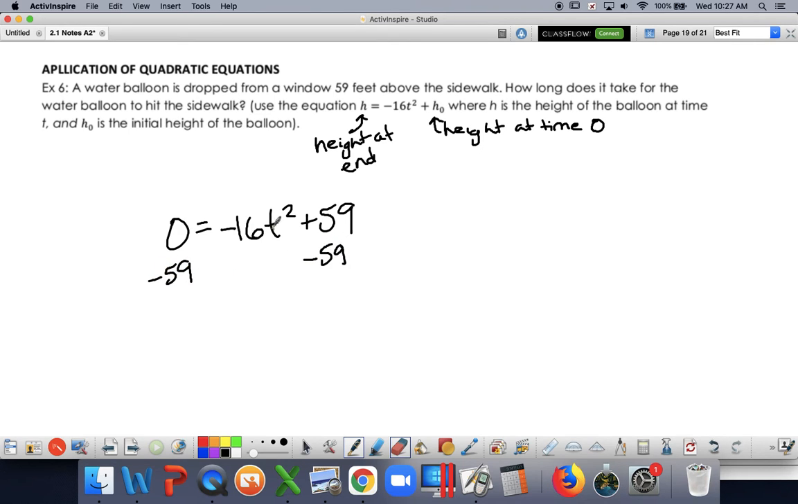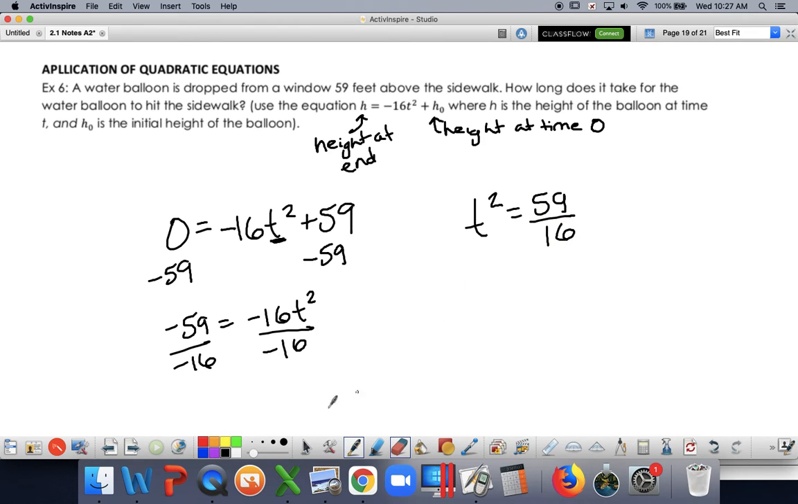In order to do that, I need to isolate the t squared, so I'm going to go ahead and subtract 59. Then I divide by negative 16. So I get that t squared is equal to 59 over 16. I then take the square root. Now, because we're talking about a real-world problem, I do not consider positive negative. In the context of my problem, negative time does not make sense.